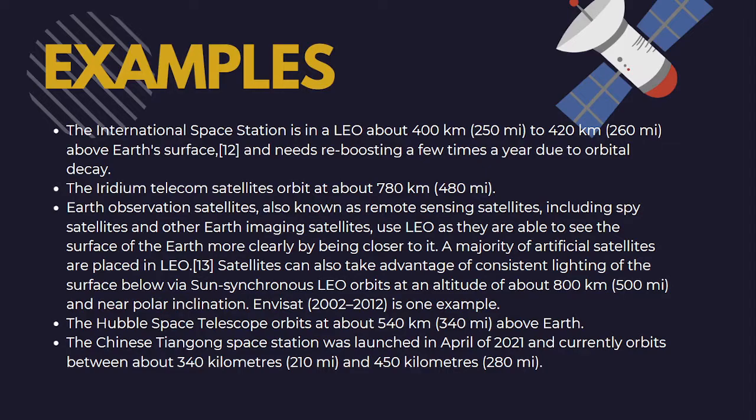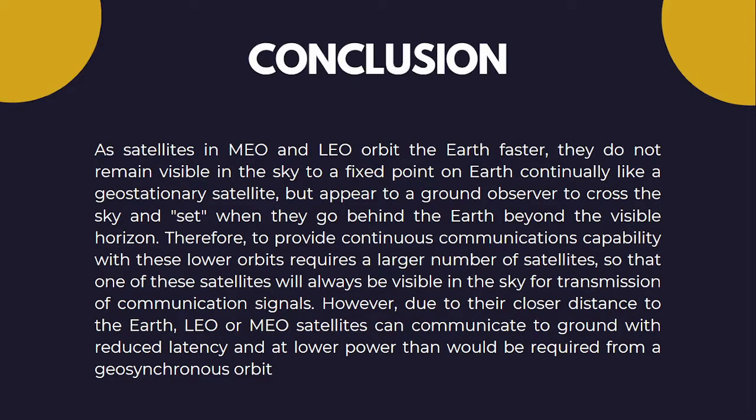Satellites can also take advantage of consistent lighting of the surface below via sun-synchronous LEO orbits at an altitude of about 800 km and near polar inclination. NVSat is one example. The Hubble Space Telescope, a famous one, orbits at about 540 km above Earth. The Chinese Tiangong space station was launched in April of 2021 and currently orbits between about 340 kilometers and 450 kilometers. This was about the LEO.